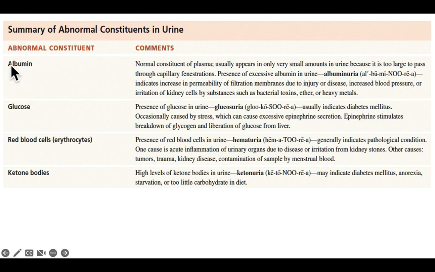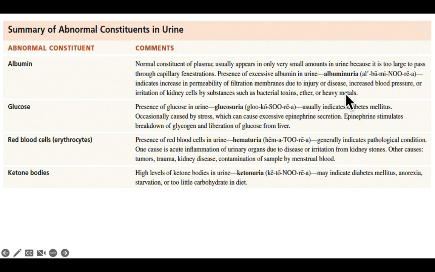Albumin should not be found in urine. All right, that's a protein that shouldn't get filtered. So it is too large to pass through the capillary fenestrations. If it does get found in urine, there's a problem. It could be the filtration membrane is injured or diseased because it's letting that protein out. It could be from high blood pressure, forcing the protein out. Could be irritation of the kidney cells, maybe a toxin or heavy metal poisoning.